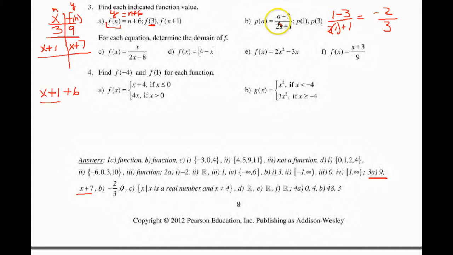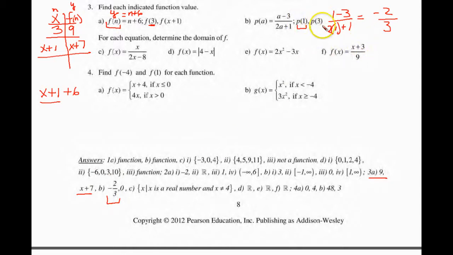So basically what they want us to do in this function is to put where the letter is a 1. So this A is a 1. 1 minus 3 is negative 2. This A is a 1. So 2 times 1 is 2, plus 1 is 3. So our first answer for this value is negative 2/3.